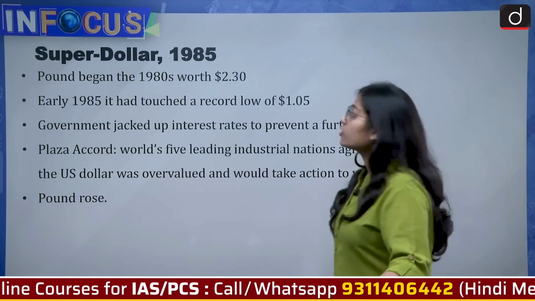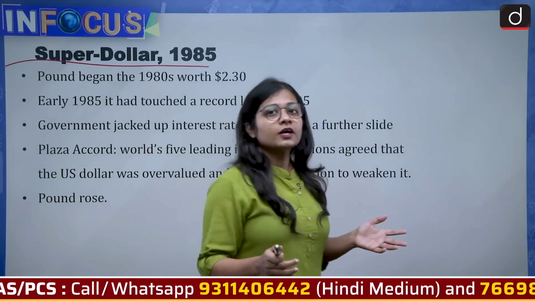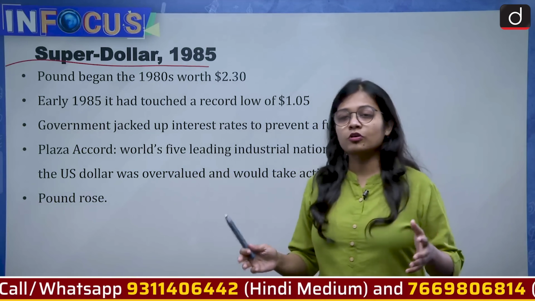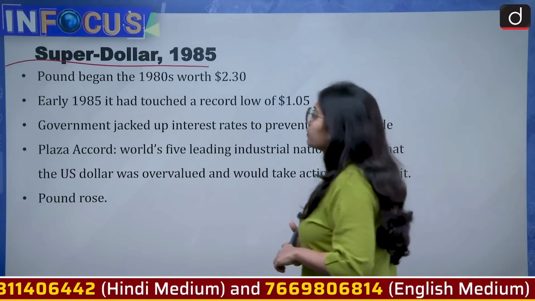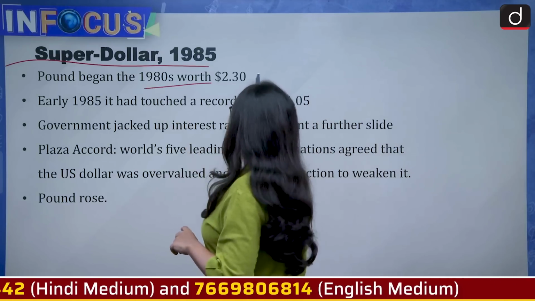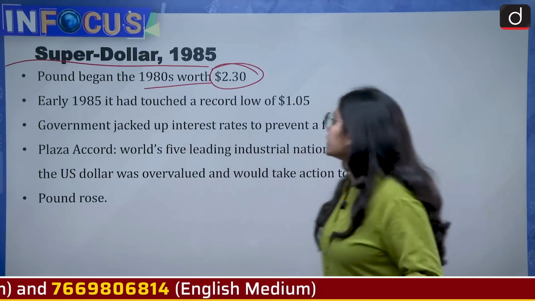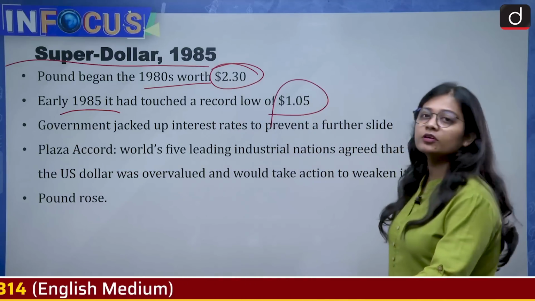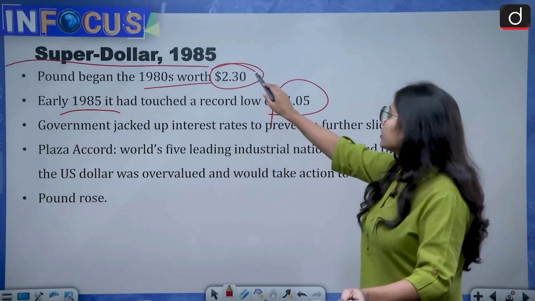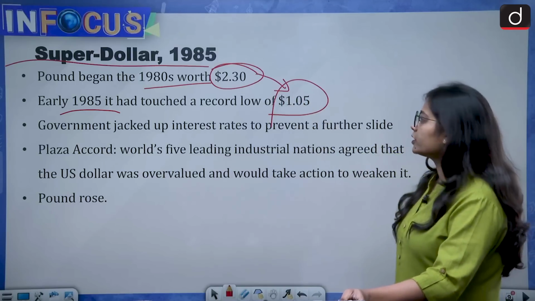Now let us talk about the Super Dollar of 1985. From the name Super Dollar, you can imagine how strong the dollar must have been against the pound. The pound began the 1980s at $2.3, and by early 1985 it had touched a record low of $1.05. So you can see that it almost halved, from 2.3 to 1.05.